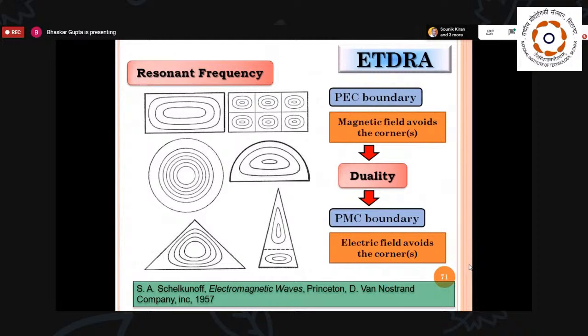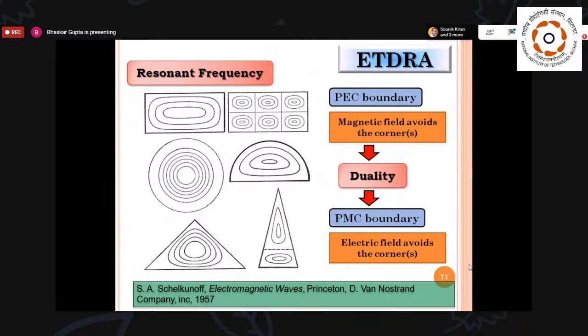Duality is the principle, always valid. You have all seen in the cavity the magnetic field structure. You know, the loop gets a little bit distorted around the corners. Have you ever seen the loops going right up to the corner? No, Schelkunoff explained that. So we reasoned by invoking duality that we must have the electric fields avoiding corners of a PMC boundary. And in case of triangle, there are sharp corners. So that's why this phenomenon was not observable in case of other shapes.